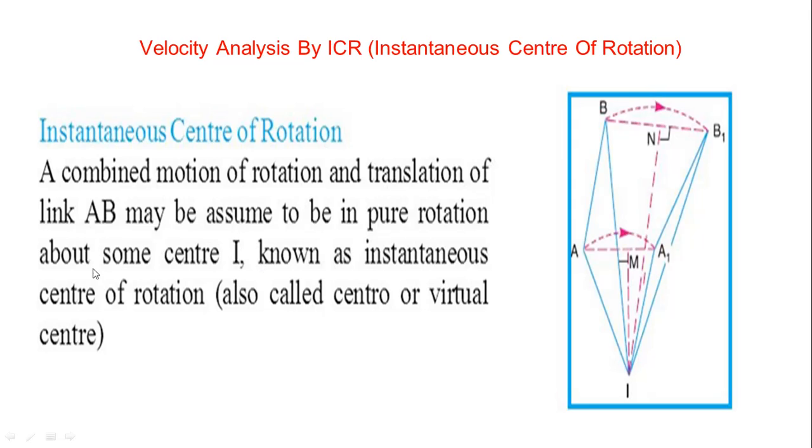So when a combined motion of translation and rotation exists for a link AB, we assume that instead it is in a pure rotational motion. When the body is in a pure rotational motion, it rotates about a certain point with a constant angular velocity, and that point is called the instantaneous center of rotation.